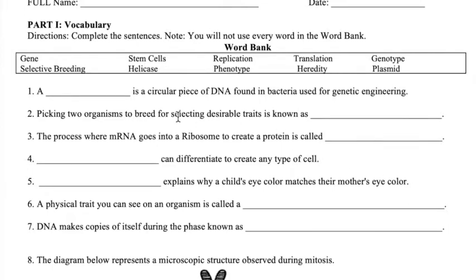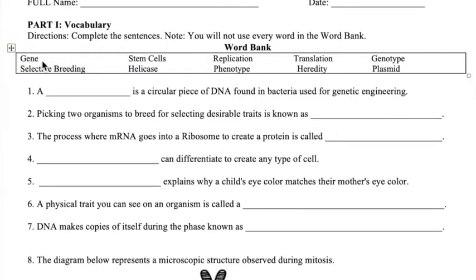So basically, these are words related to genetics and genetic engineering, and all that stuff. All right. So let's go for the first sentence here. A blank is a circular piece of DNA found in bacteria for genetic engineering. So we have to find a word that means a circular piece of DNA. So let's go through the words first. That would be actually easier.